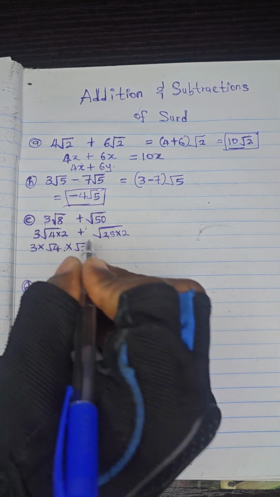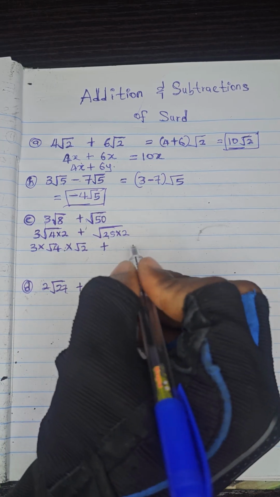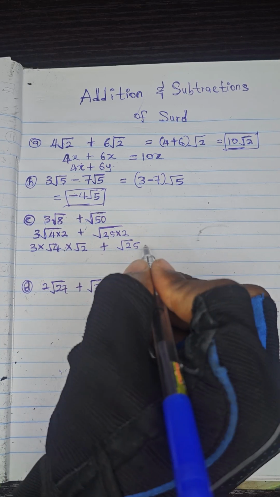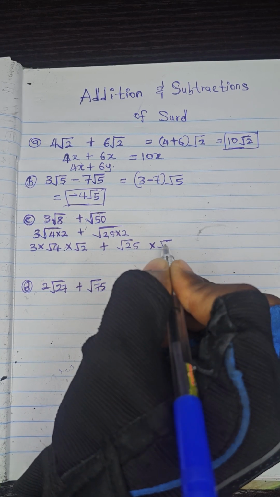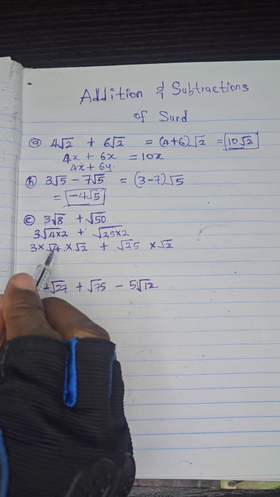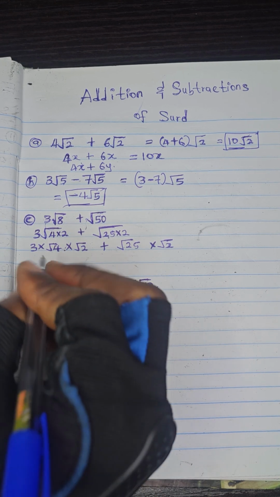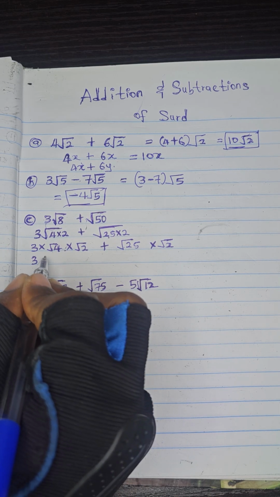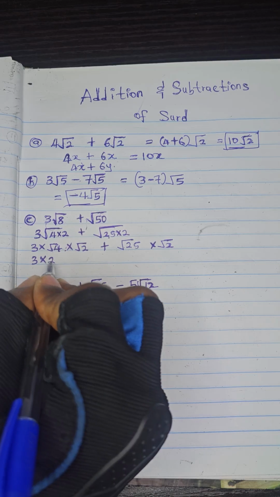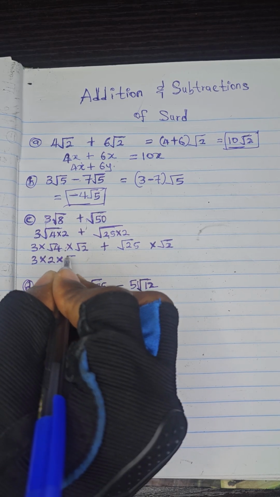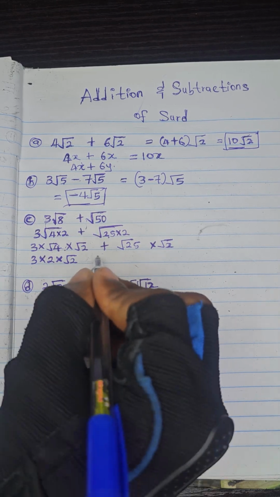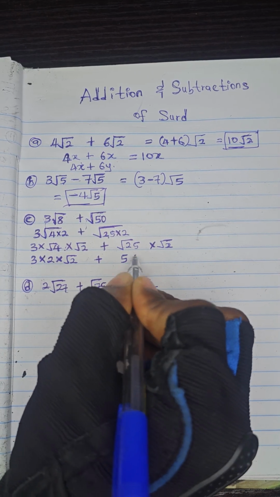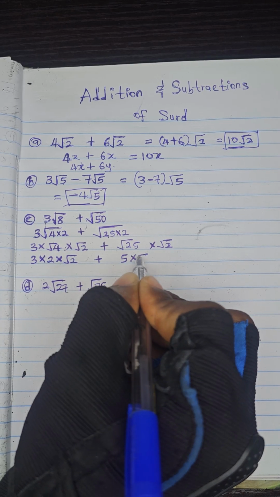Now I'm solving for this part. Now let me come to this part. Plus square root of 25 multiplied by square root of 2. So the square root of 4 is what? 2. So I will have 3 multiplied by 2, multiplied by root 2, plus square root of 25 is already 5, so it will be 5 times root 2.